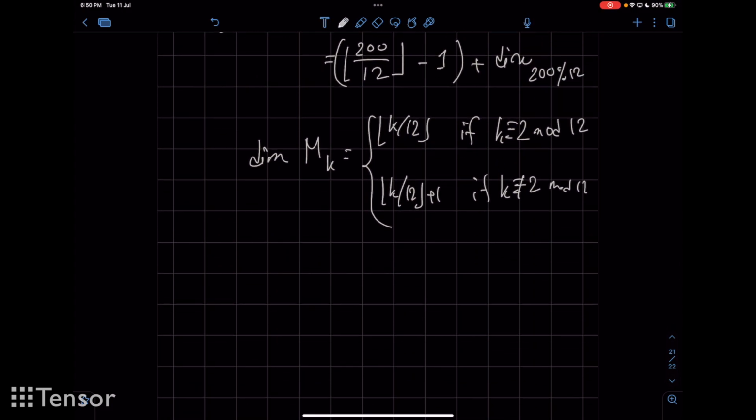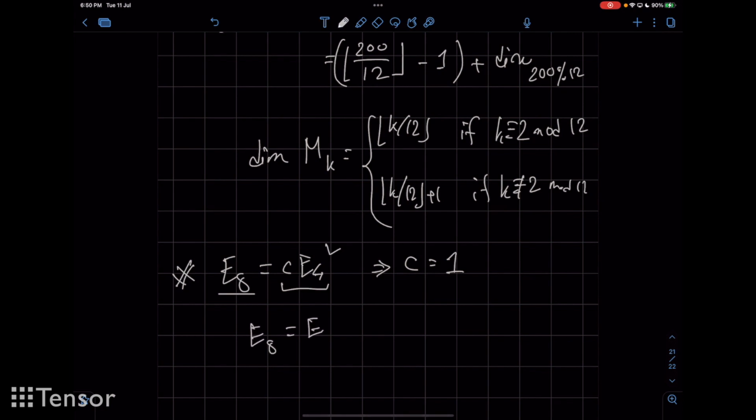And of course there are some consequences. The first consequence is that, well, E8 is a modular form of weight 8, so is E4 squared, right? And the modular forms of weight 8 form a vector space of dimension 1. So these two are just a constant factor apart. But if we compare the constant term in the q-expansion, the constant term of E8 is 1, and the constant term for this one is c. So therefore c is 1. So finally we have proved that E8 is E4 squared.